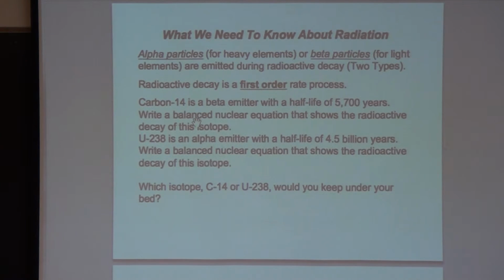Carbon-14 with the short half-life, beta emitter, or U-238, very, very long half-life, which is an alpha emitter. Okay, well, you guys can think about that over the weekend. What do you have? Neither.